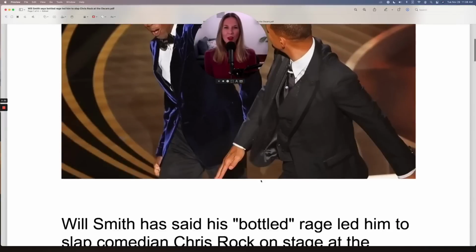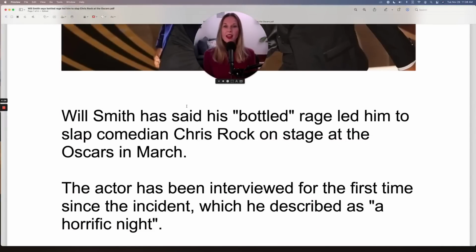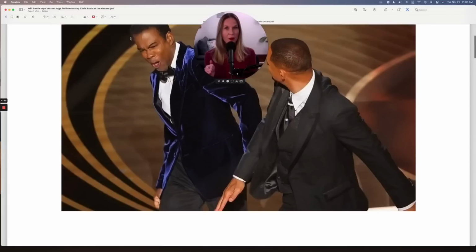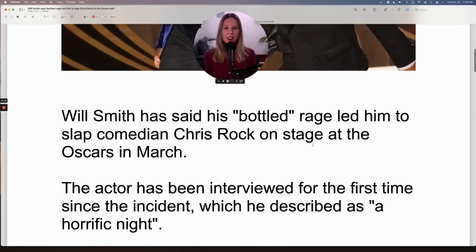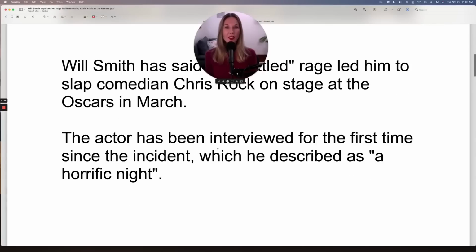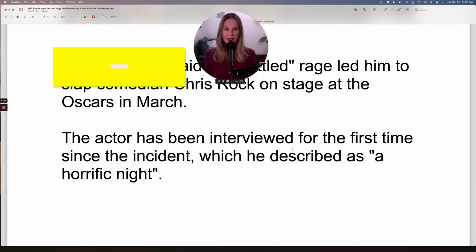Let's continue on. Will Smith has said his bottled rage led him to slap comedian Chris Rock, here's our comedian Chris Rock, on stage at the Oscars in March. The actor has been interviewed for the first time since the incident, which he described as a horrific night. Horrific, this is a great adjective.